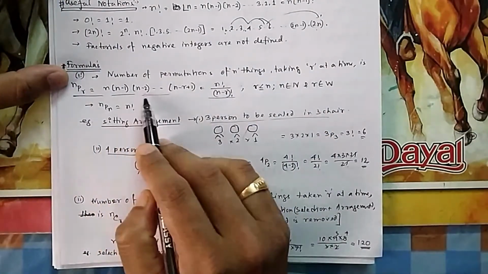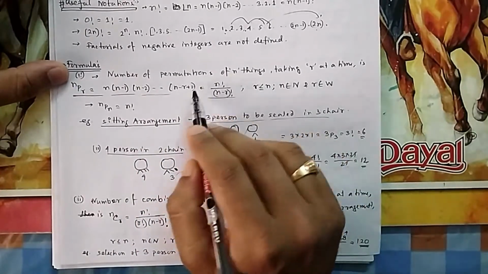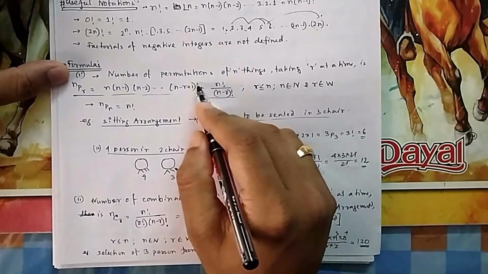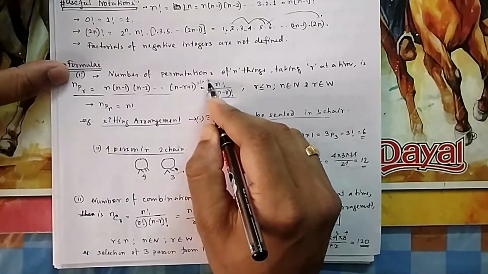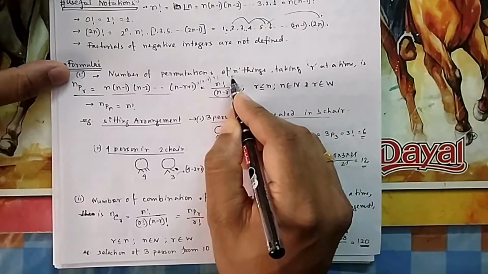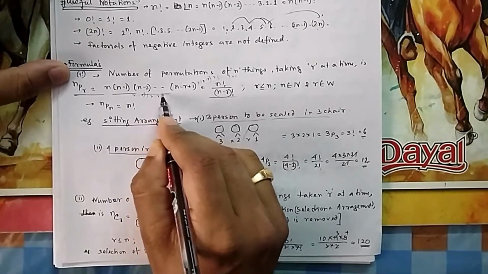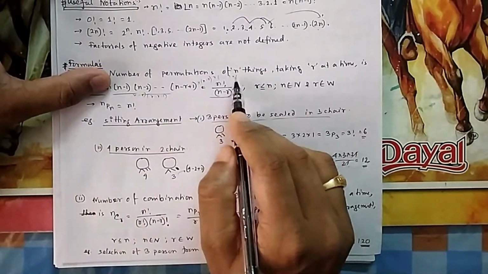n into n minus 1 into n minus 2 up to n minus r plus 1, which is also written as n factorial. You can introduce now, when n minus r, the next term will be n minus r, then n minus r minus 1 up to 1. You can introduce it in the numerator, and in the denominator also. So if you are starting from n and going up to 1, it becomes n factorial.